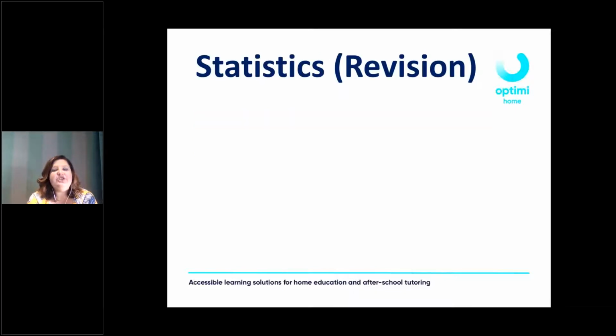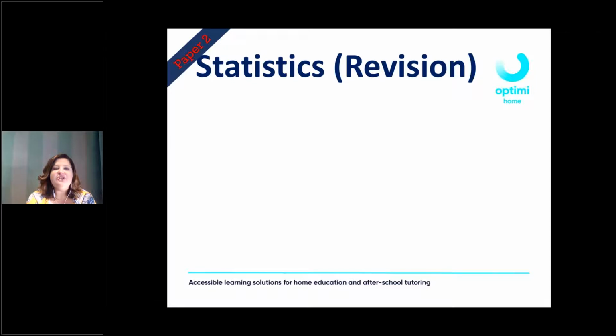So let's just look at what you should be able to do. Statistics will be assessed in paper 2. There will be no statistics in paper 1. I need to make this clear because there is a bit of confusion between statistics and probability. Probability questions will be assessed in paper 1. Statistics will be assessed in paper 2. So I'm just going to repeat that again. Probability questions will be assessed in paper 1 and statistics will be assessed in paper 2.